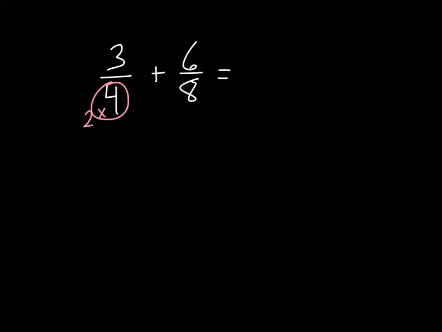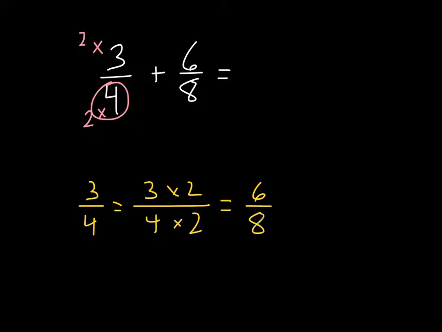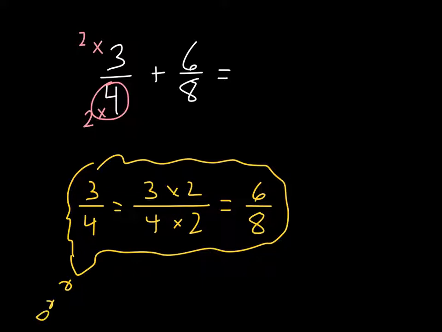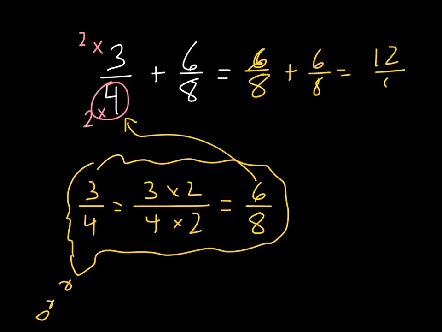And I know that in order to turn fourths into eighths, I would have to multiply by 2. So whatever I do to the top, I have to do to the bottom. So in my head, I'm thinking 3/4 is equal to 3 times 2 over 4 times 2, and that ends up being 6/8. So that's the work that I'm doing in my head to find out this equivalent fraction. So now I can rewrite my addition sentence as 6/8 plus 6/8, and I get a total of 12/8.